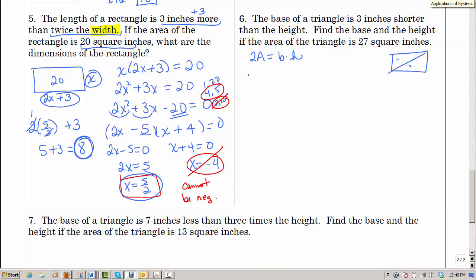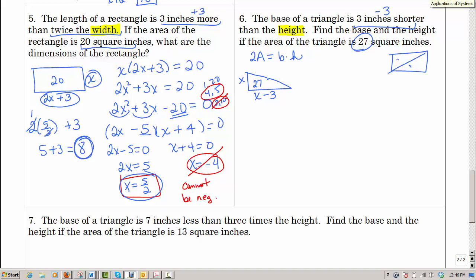So that's where that 1/2 came from. Alright, so let's draw a triangle. And it says the base of a triangle is 3 inches shorter than the height. So again, I'm going to let x be what's mentioned last. This is obviously not to scale. The base is 3 inches shorter. That means I'm going to subtract 3 from the height. The area is 27 square inches.